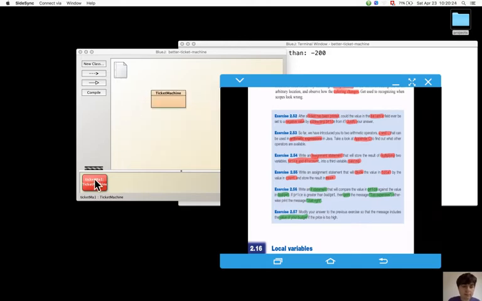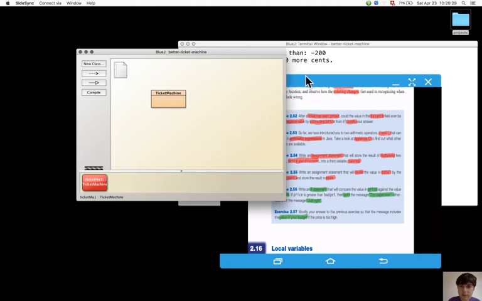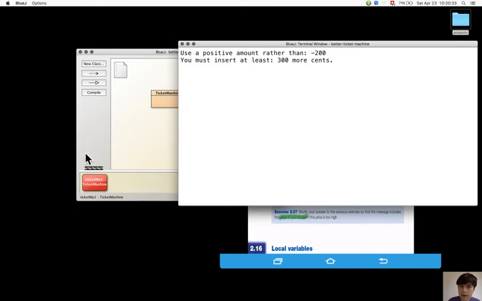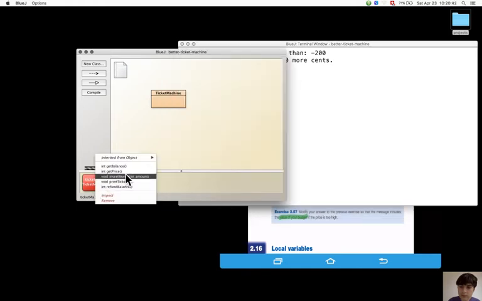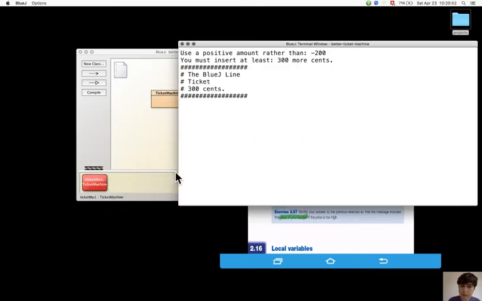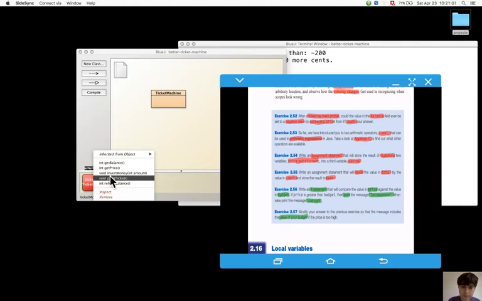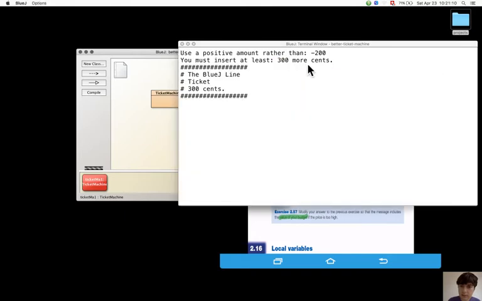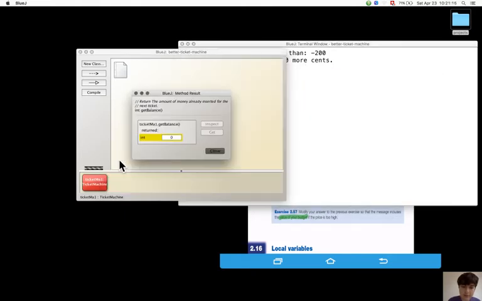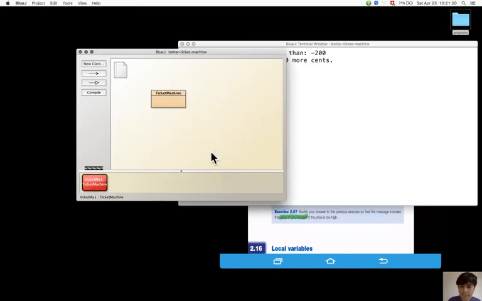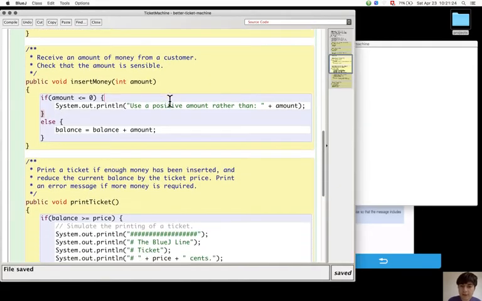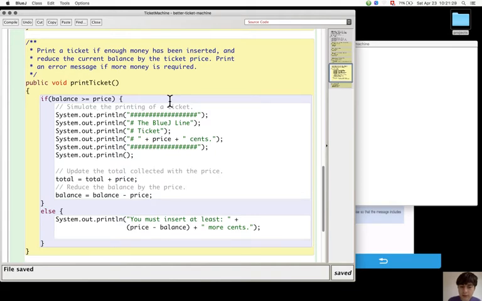Now, if a ticket is printed, I still have an error that some money should be inserted. Okay, I do it so that the ticket is printed. And now the balance should be... Oops, now the balance. I cannot get the balance, right? Okay, which is zero. So is it possible? I don't think so. Is it possible to get a negative value in balance?